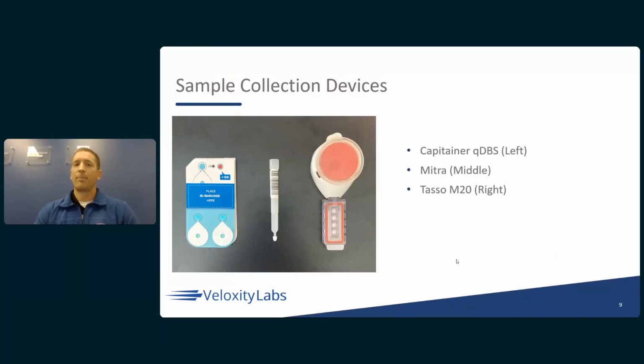These are a few sample collection devices that are available, just to illustrate. On the left, there's a Capitainer, and this is quantitative dry blood spot. This is really the second generation of dry blood spotting.